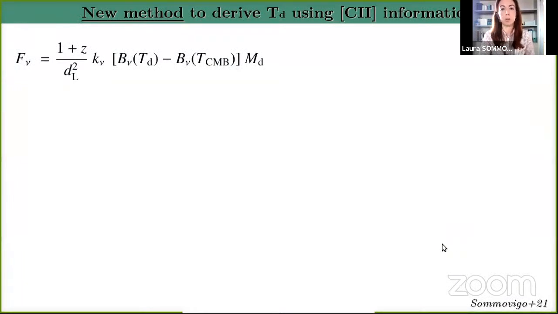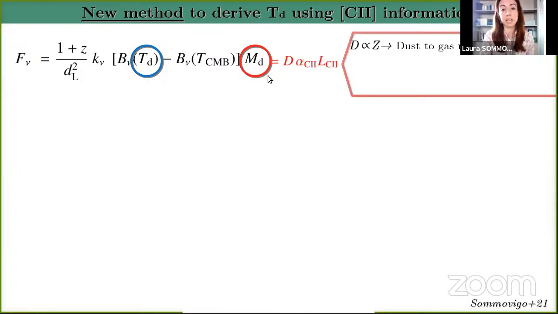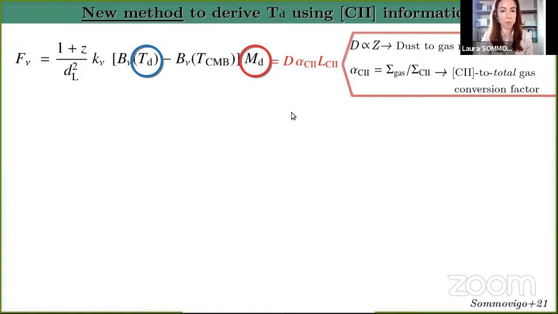With this common observational limit in mind, we proposed a new method to derive the dust temperature relying on a single observation, by combining the [CII] information with the underlying dust continuum. What you see here is the formula that we all use to describe the far-infrared continuum flux. Once you have fixed a dust model, you are left with two unknown parameters, the dust temperature and the dust mass. Our idea was to rewrite the dust mass as a product of a dust-to-gas ratio, which scales linearly with the metallicity, and a [CII]-to-total-gas conversion factor multiplied by the [CII] luminosity.